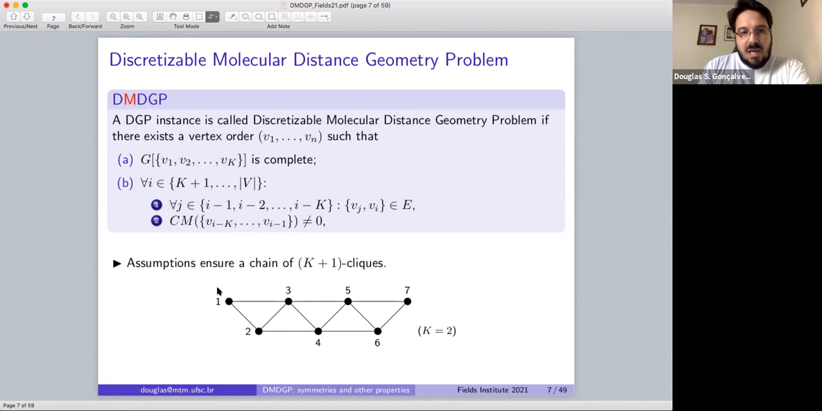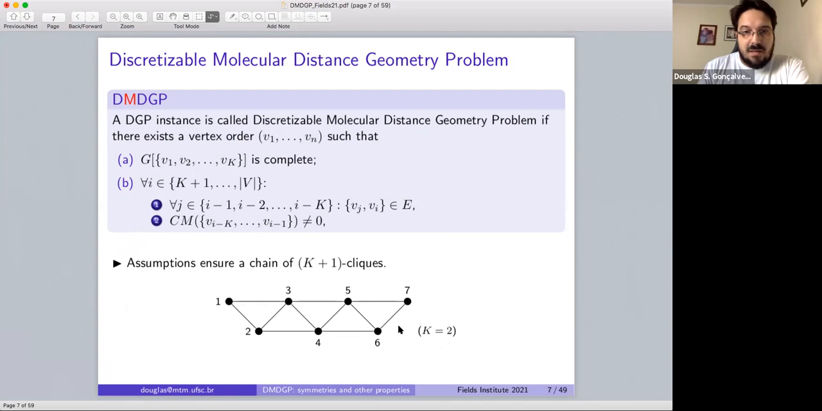And well, this M here stands for molecular, because this class of distance geometry problems appears often in the context of protein structure determination. So we include this M to stress the fact that the adjacent predecessors must be contiguous. In terms of the topology of the graph, this definition implies that the graph is a chain of k plus one cliques, like this one I showed here.